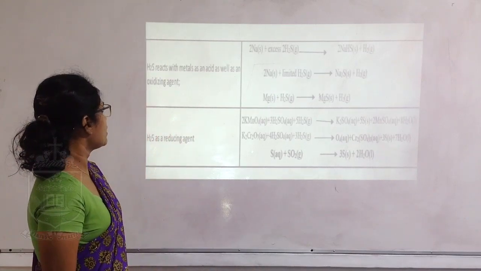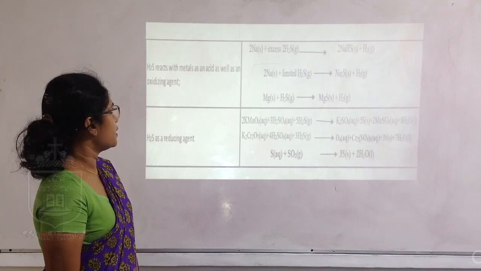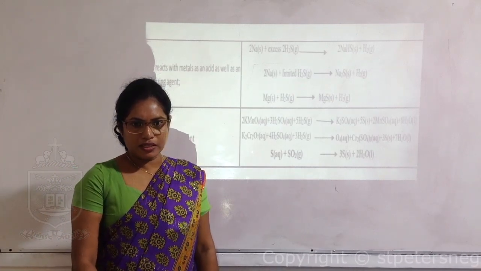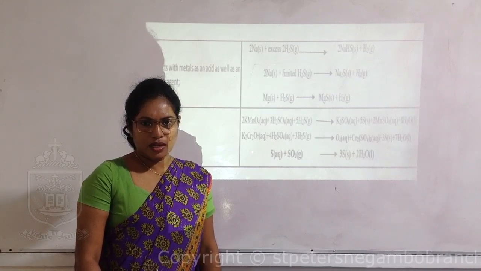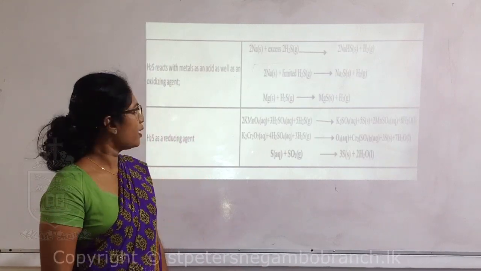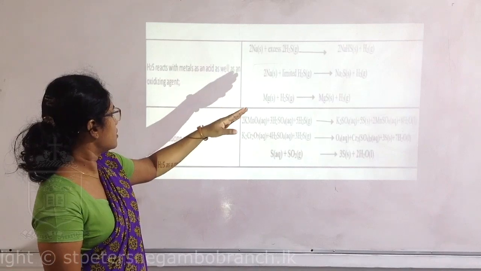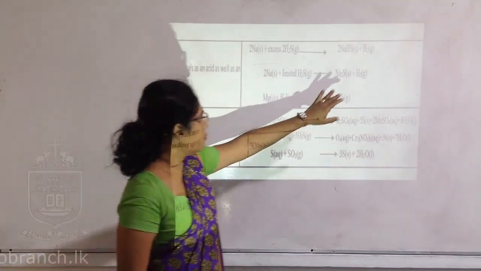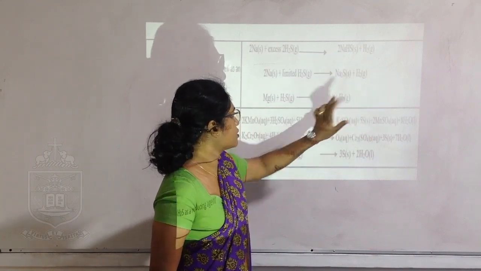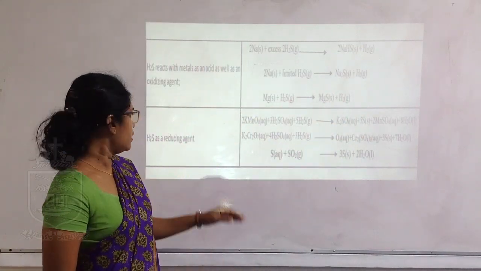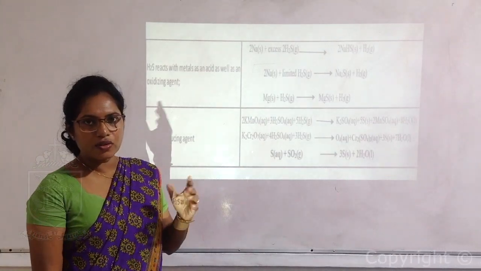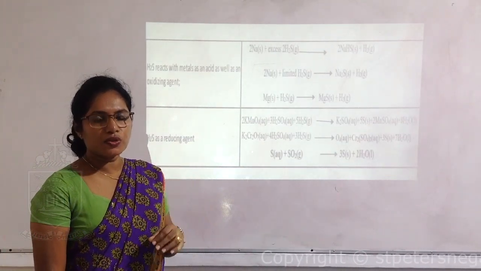Hydrogen sulfide reacts with metals as an acid, and as an oxidizing agent. It reacts with metals as an acid and forms hydrogen gas. And hydrogen sulfide also reacts as a reducing agent.